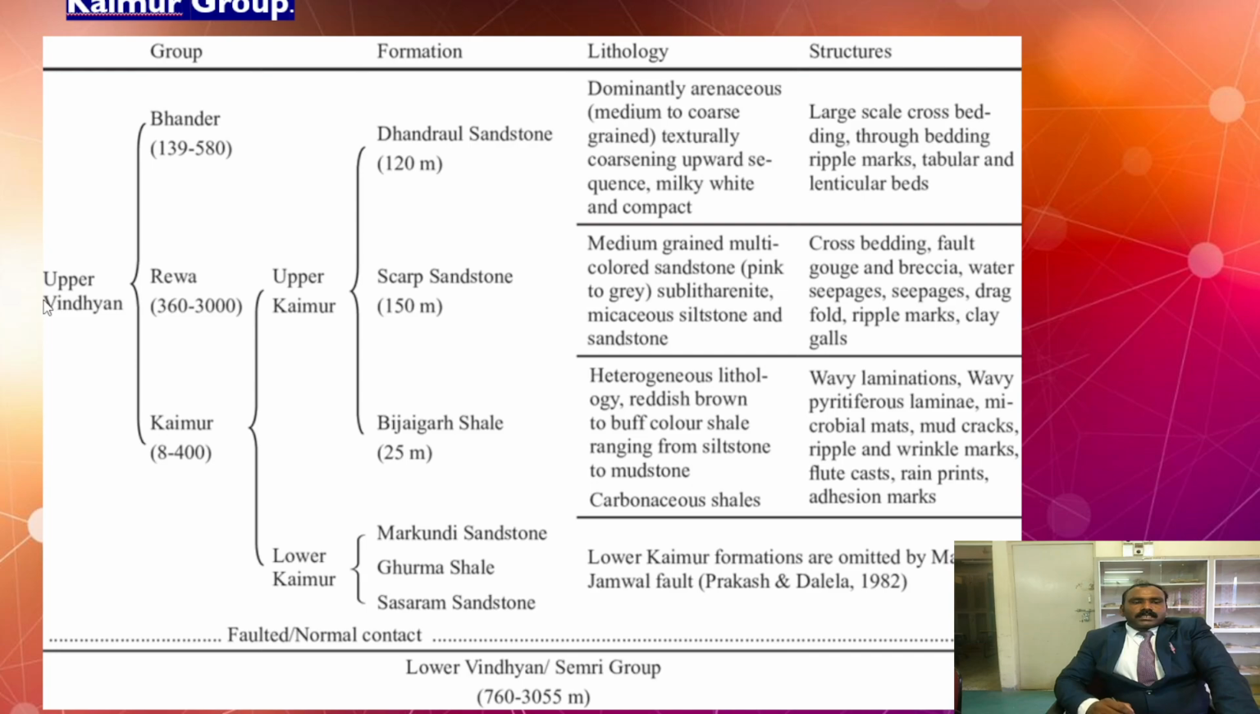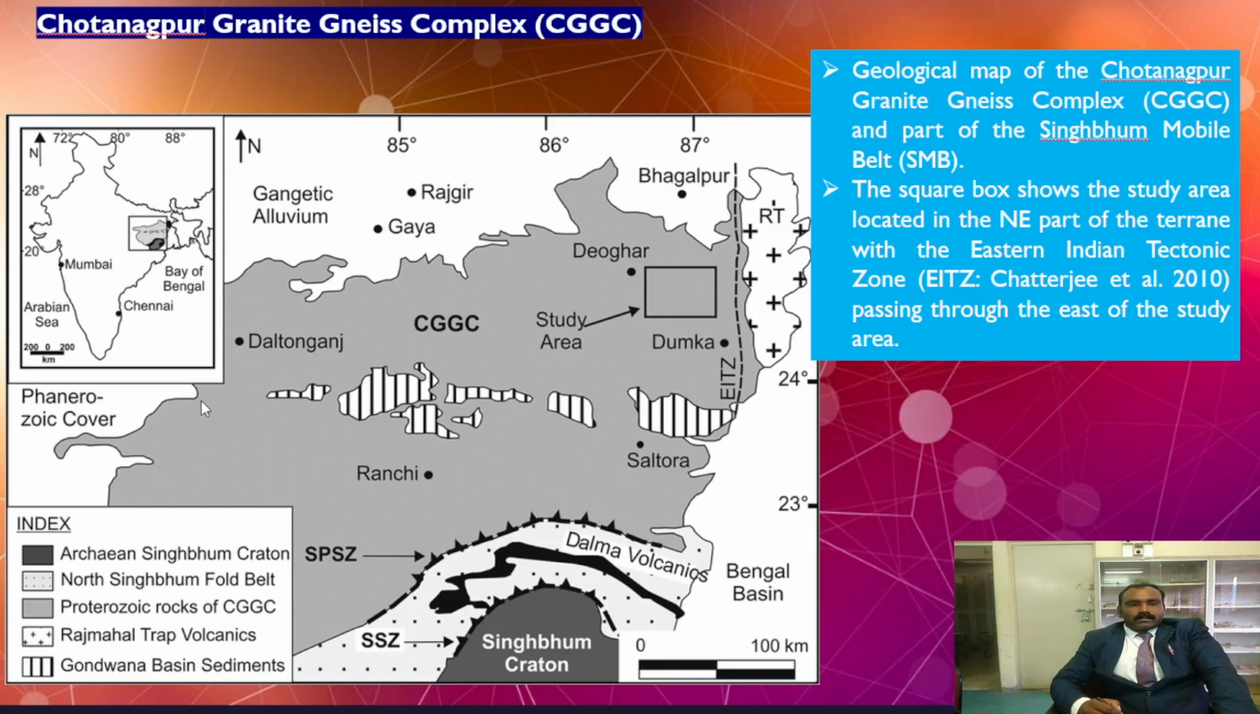So this is the classification of the upper Vindhyan as the Kaimur group, and the foundation of the Kaimur group, or the lower Vindhyan, is known as the Semri, which has a 760 to 3,055 meter thickness. The lower Kaimur formations are offset by the Markundi and the Jamol faults, according to Prakash and other workers.